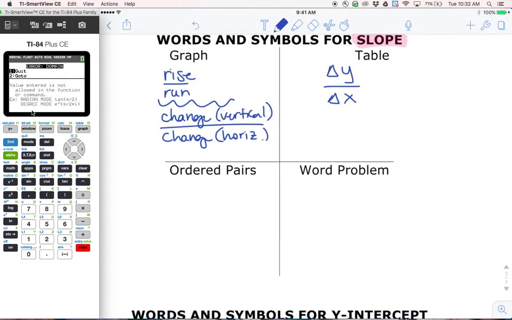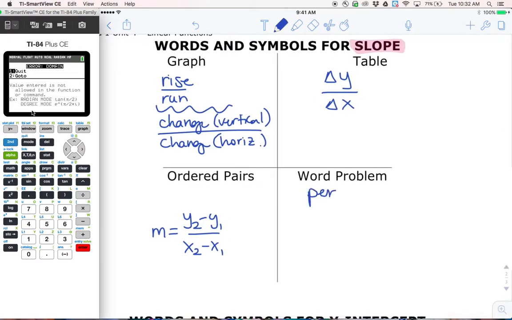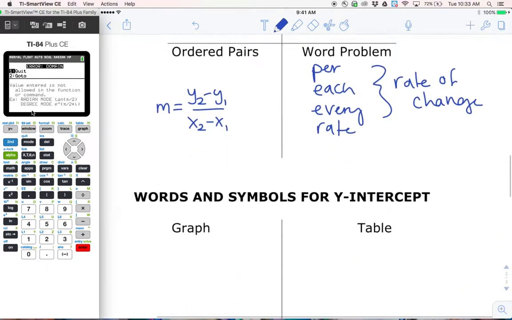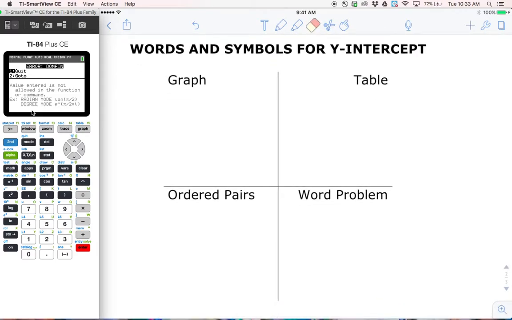For ordered pairs, we use our slope formula, y2 minus y1 over x2 minus x1. And from a word problem, we look for words like per and each and every. And these are all indicating slope, or you might want to remember the phrase rate of change. Okay, that's another word, rate. So these are all different ways that I expect you now to be able to recognize that we're talking about slope, finding slope from all these different ways. Let's look at the next one, which is talking about how we find them when we're talking about a y-intercept.